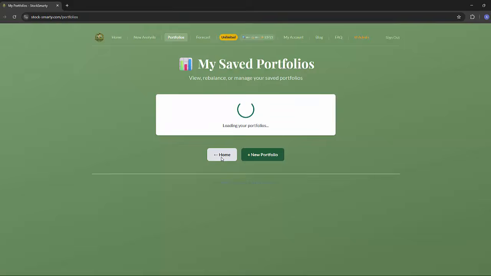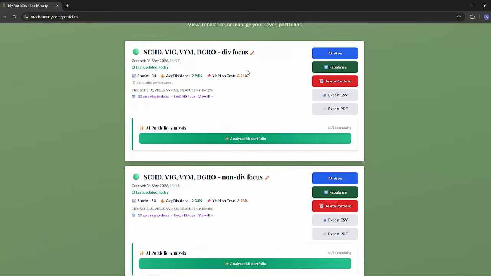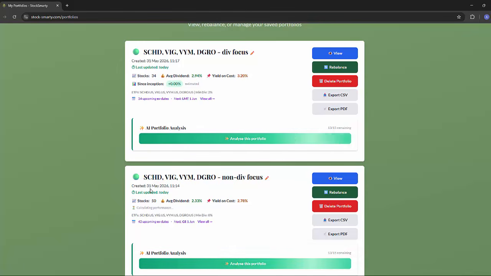So again, just as before, I now got two portfolios, one non-div focus, one div focus. I can see at the card level, obviously, the amount of stocks I have in my portfolio, 34 and 50, the average dividend yield, my yield on cost. It's currently calculating performance, but obviously because we've just saved it, the stocks will not move today, so there is no performance. And then again, it just shows a quick link to the dividend calendar.